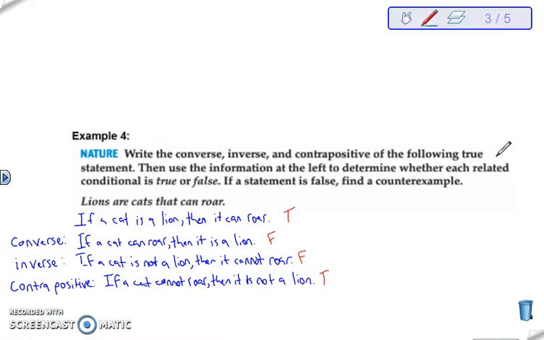So we'll notice the pattern. The conditional and the contrapositive should always match. The inverse and the converse should always match.